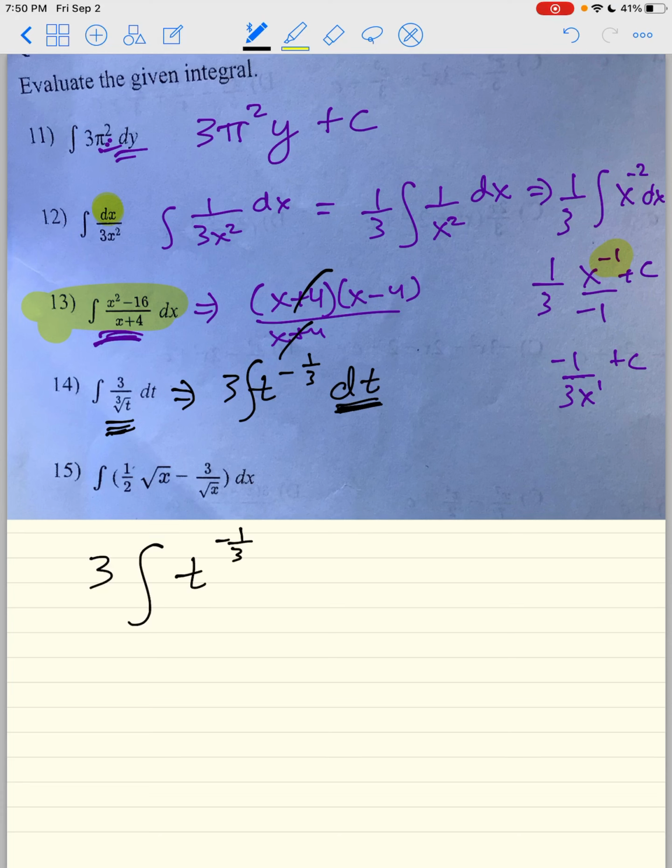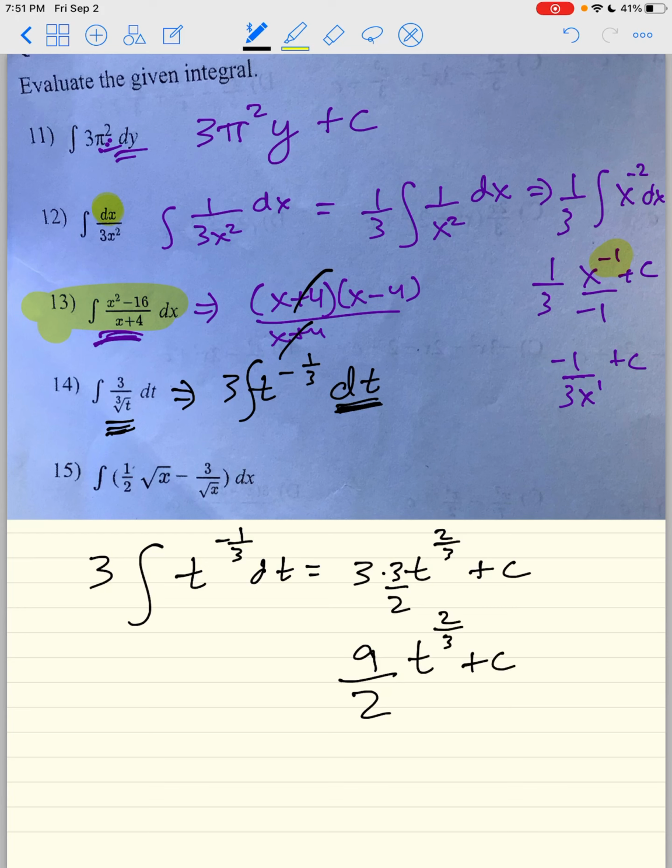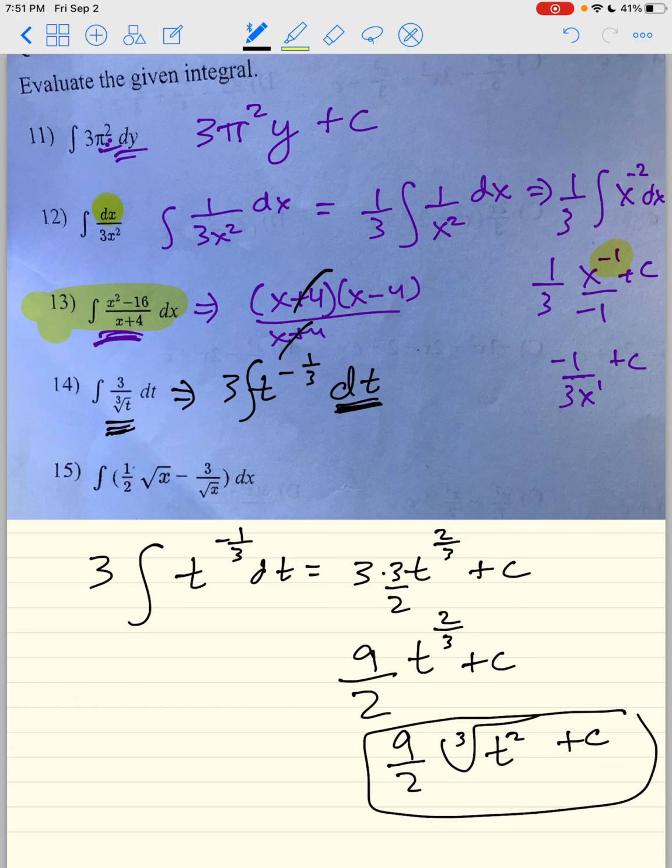Well, you're going to add 1 to negative a third. You get 2/3. We're going to divide by 2/3, which means multiply by 3 over 2, plus c. The 3's don't cancel out. They're next to each other, so you multiply them. 9/2 t to the 2/3 plus c. If you want to write it in radical form, numerators stay on the inside. Okay? You can pause the video if I'm going too fast. Okay.